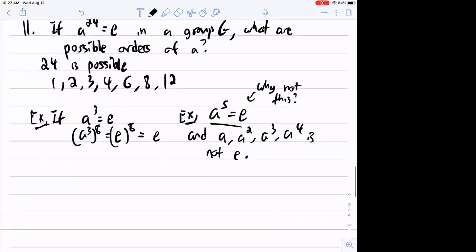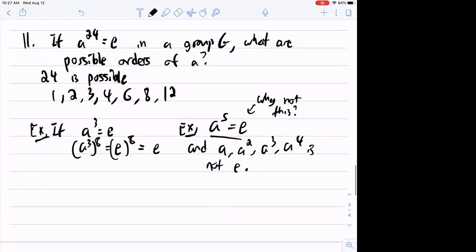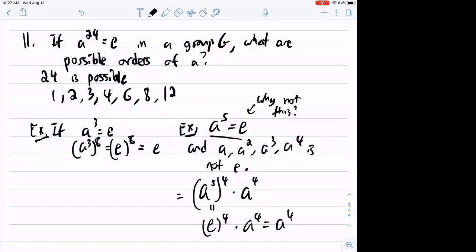So let's see, right? If a to the fifth is e, how can I write 24? I can write 24 as a to the fourth. Hopefully I did my math right. And then this is e to the fourth. So this is just a to the fourth, right? But this is equal to a to the 24. And we know a to the 24 is the identity, right?